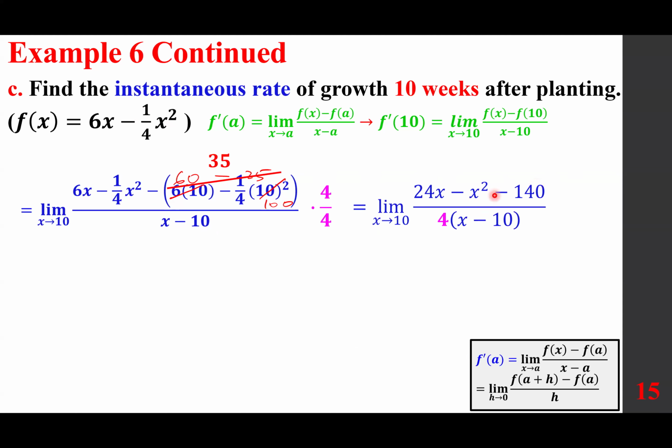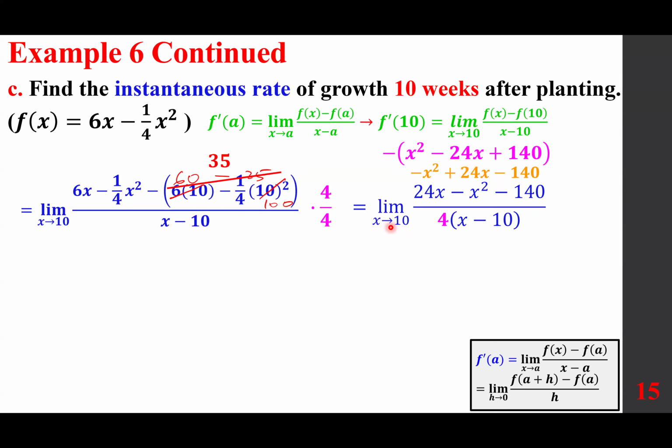First, I'm going to put it in descending order. That means minus x squared comes first. Secondly, we don't want a negative here, so I'm going to factor out the negative. This becomes minus parentheses x squared minus 24x plus 140. All of this is to get this ready for factoring. And so you want two numbers. The product is 140, the sum is negative 24.